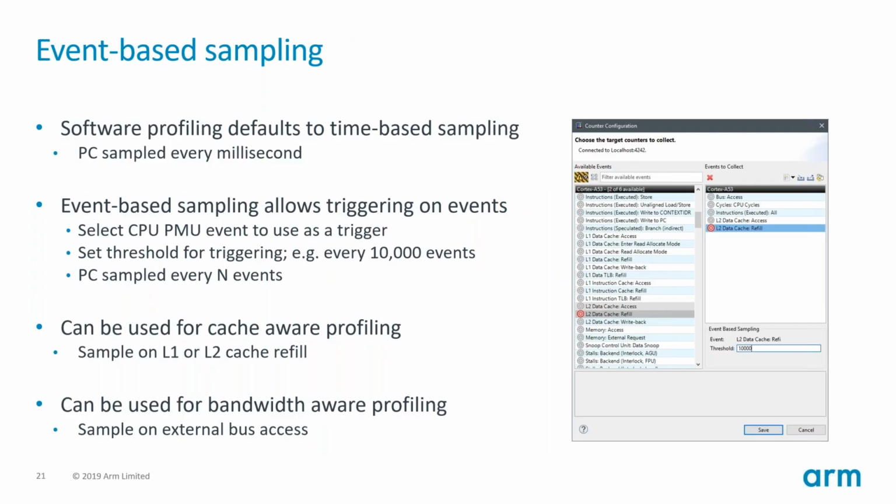In addition to PC sampling on 1 millisecond ticks, Streamline also supports event-based sampling. So rather than sampling program counter samples every millisecond, you can configure the tool to sample program counter samples on a particular event after a certain number of event counts have happened. For example, you could trigger a sample every 10,000 L2 cache misses on the CPU. This is very useful for cache-aware profiling or bandwidth-aware profiling, because this is a particularly important topic for high-performance cores. As soon as you start having a significant percentage of memory accesses missing in the L2 and going out to main memory, you tend to find the software slows down pretty quickly.